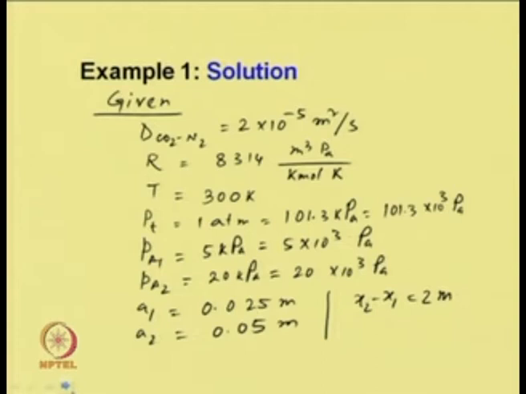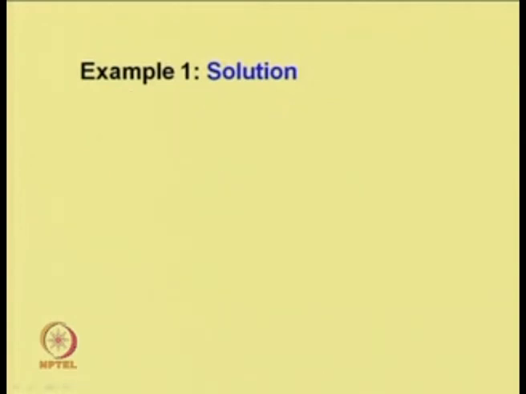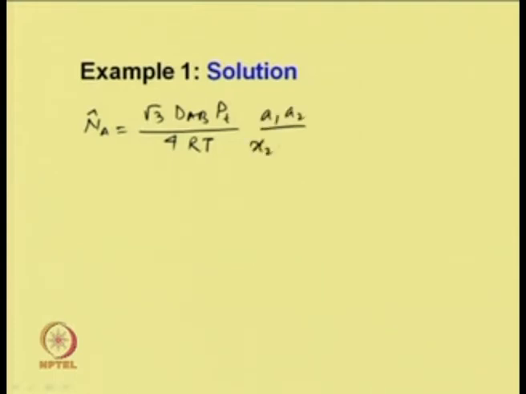So, now if we substitute the values which are given, NA cap will be root 3 DAB PT by 4 RT, A1 A2 by (x2 minus x1), ln (PT minus PA1) by (PT minus PA2).